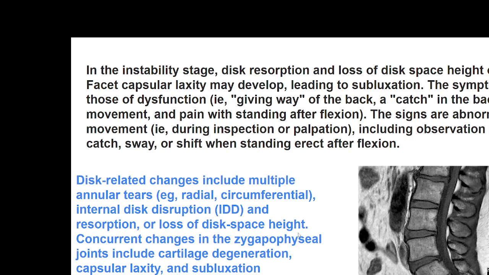Then in the stage of instability, the disc becomes somewhat thinner and the space is lost. The intervertebral disc space becomes reduced because the disc becomes thinner, as there is involvement of the annular fiber area, and it may result in a somewhat increased range of movement. Subluxation can occur, and hence in that situation the patient may feel like there is a giving away or a catch, like all of a sudden when the patient moves, there is a restriction of the movement and he cannot move further. And this is a very typical clinical symptom.